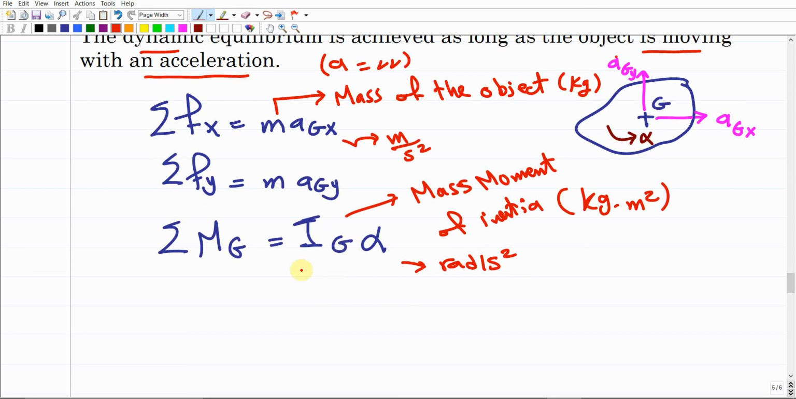Okay, so these are the equilibrium equations that we used to apply in the dynamics class. But if I decided to deal with this dynamic problem like it is a static analysis problem, we can do so.